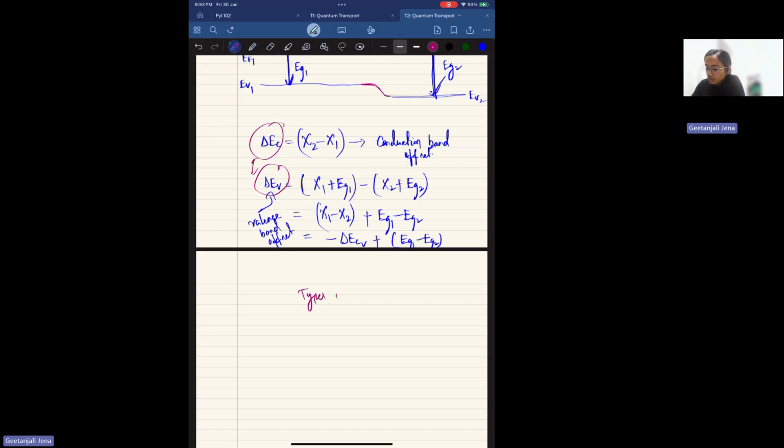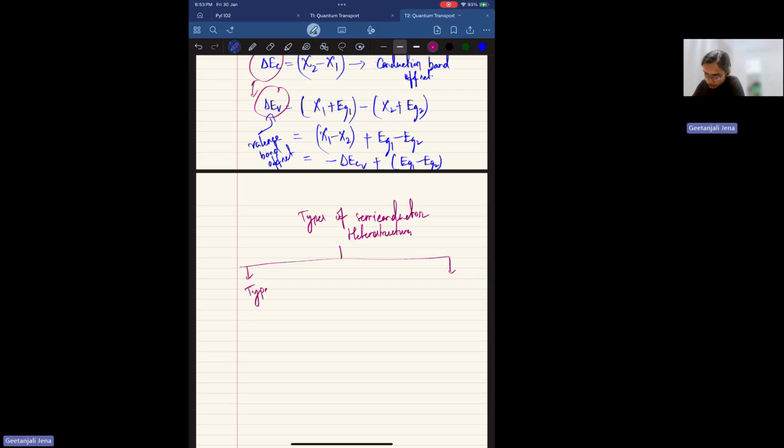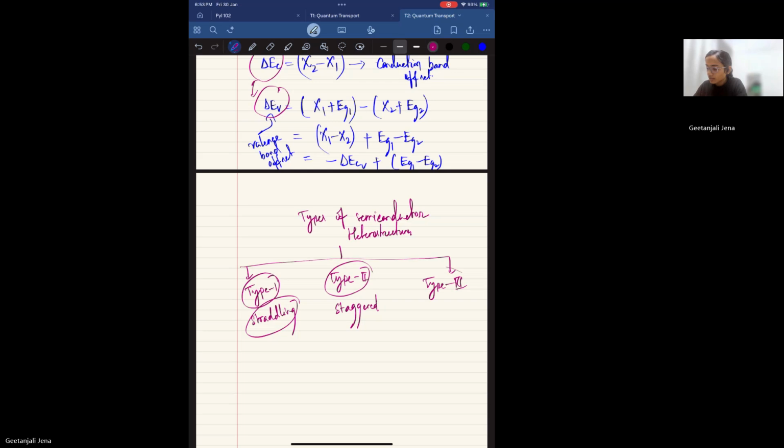So, types of semiconductor heterostructures. We have three types. Type 1 is straddling. Type 2 is staggered. And type 3 is broken or mismatch. To identify which one is type 1, which one is type 2 and which one is mismatch, we can see the relative position of conduction band and valence band on either side of this interface.